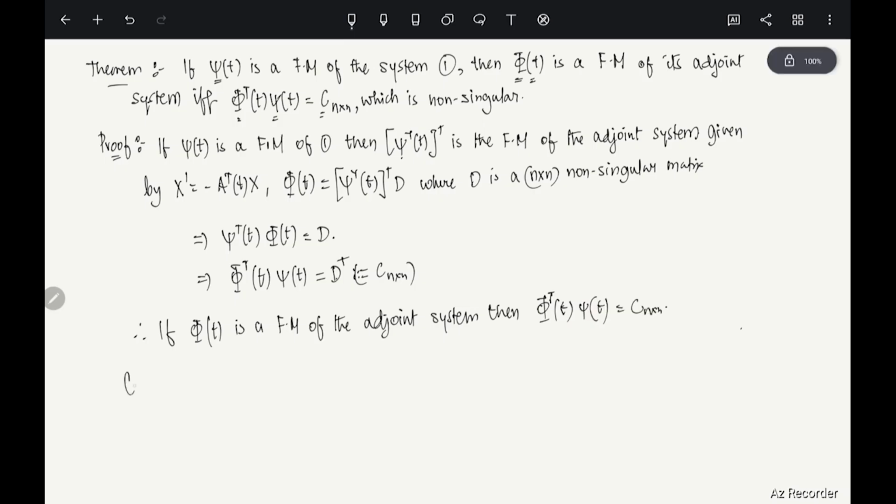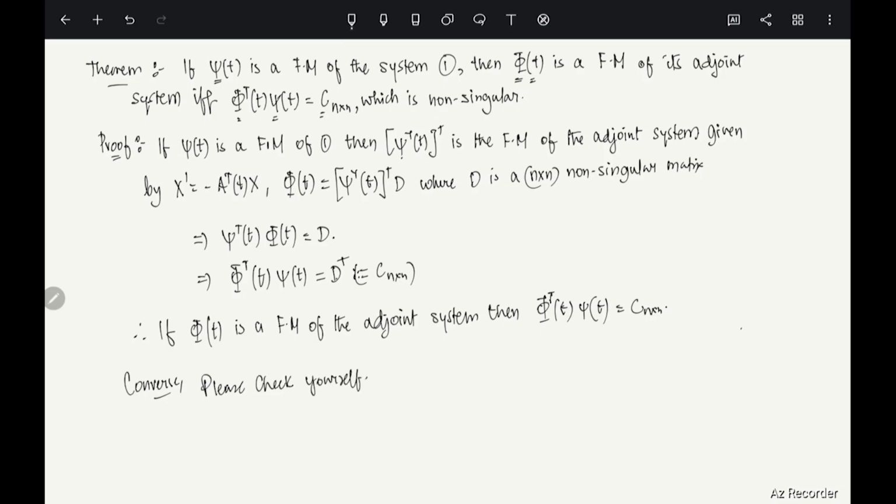And what about the converse? The converse says that if phi transpose psi is constant, you just have to show it is a fundamental matrix. Please check this yourself. This is not difficult.